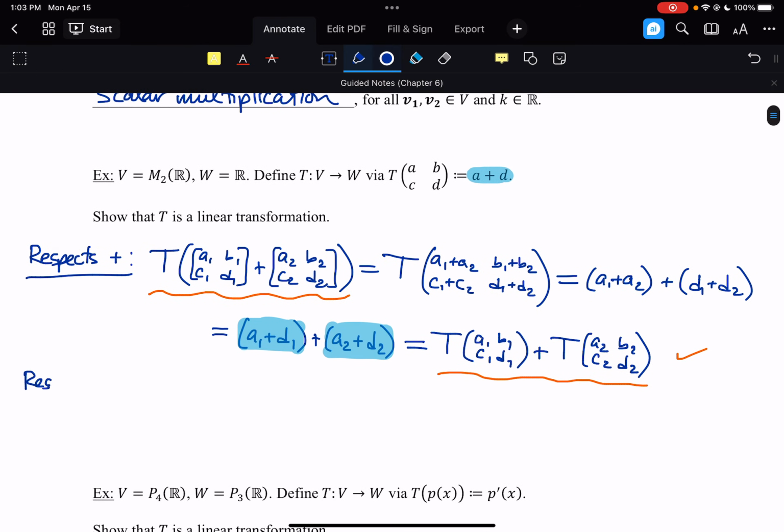Now we need to check that it respects scalar multiplication. So we need to establish a scalar here. We're going to let k be a real number.